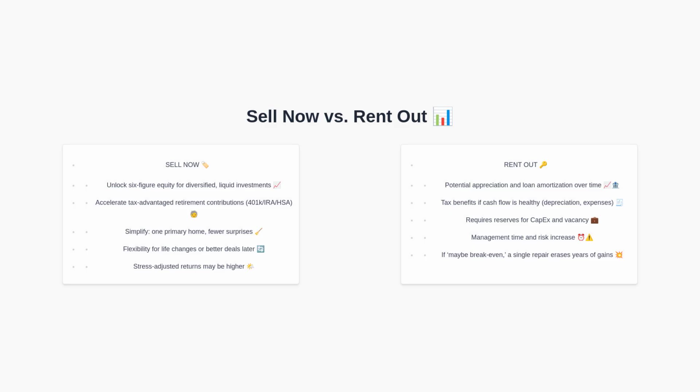Renting out can offer appreciation and mortgage amortization, and may provide tax benefits if cash flow is robust. However, it requires meaningful reserves for capital expenditures and vacancy, and it adds management time and risk. If the property only breaks even, a single repair can wipe out multiple years of profits.